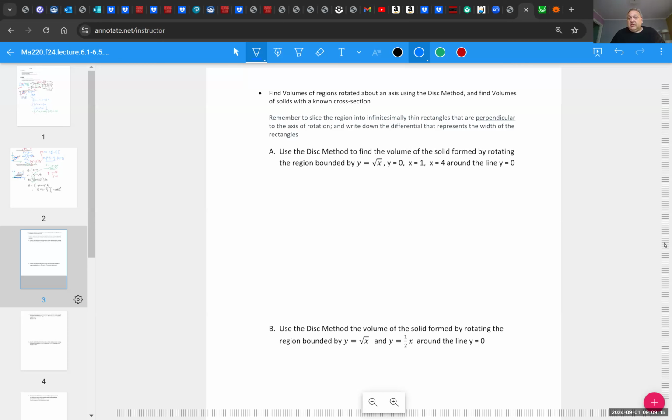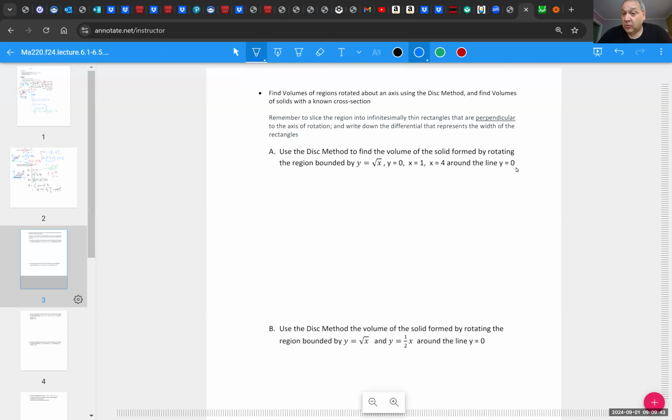All right, let me get into an example so you can see what's happening instead of trying to imagine what I'm talking about. For example A, we're going to use this method to find the volume of a solid formed by rotating the region bounded by these graphs around the line y equals 0. That's the axis of rotation or revolution.